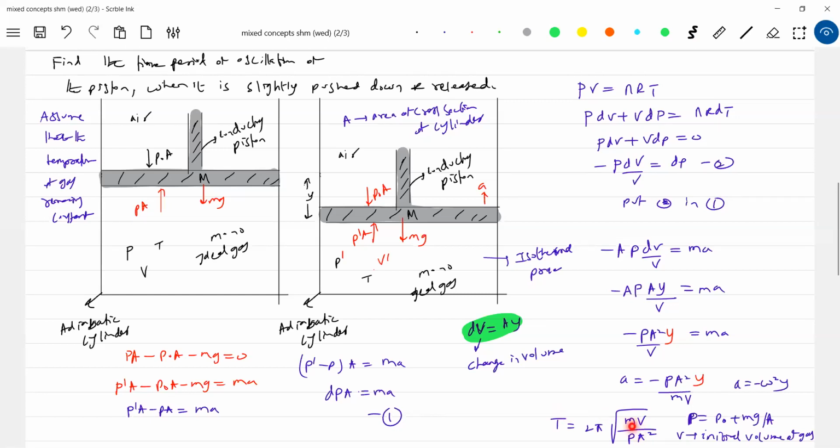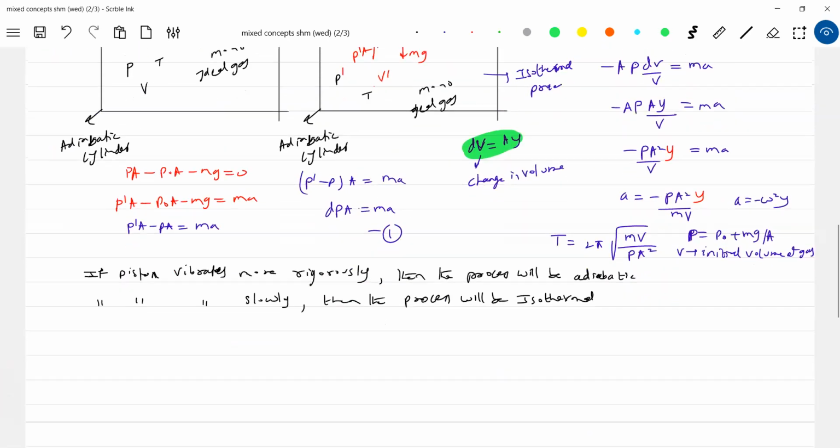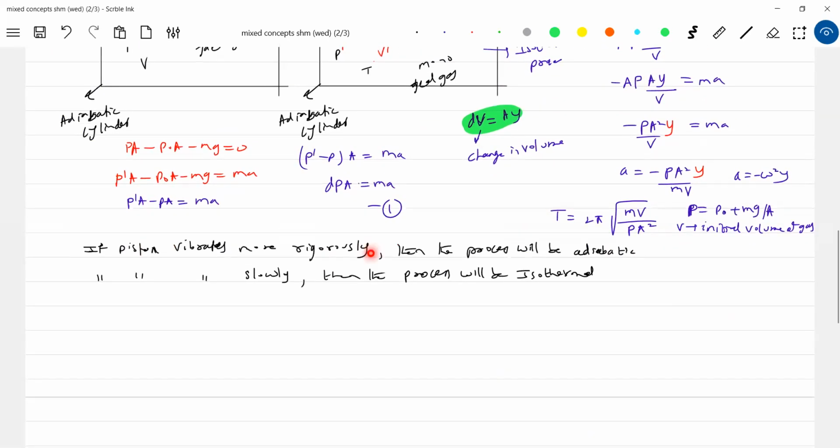I think it depends on these quantities: the mass of the piston, the initial volume, the pressure. These quantities will determine it. So if the time period is less, it is adiabatic; if the time period is more, it will be isothermal. Sorry, if it is more, isothermal; if less, it will be adiabatic. Rigorously, adiabatic; slowly or gradually, that will be isothermal.